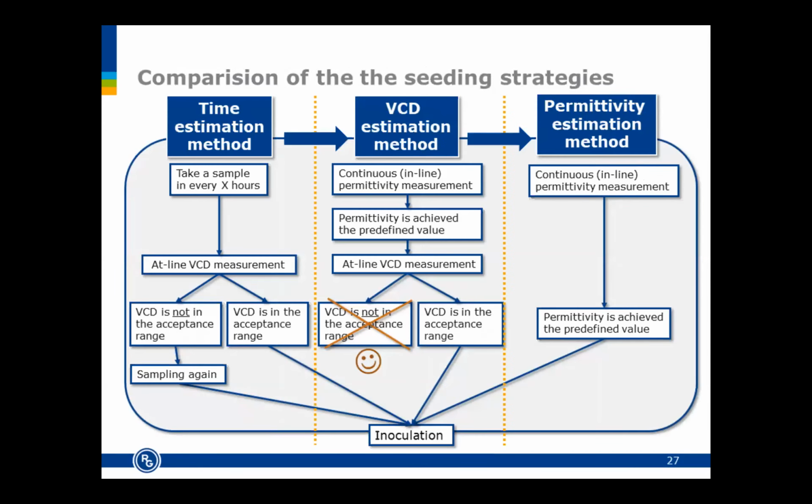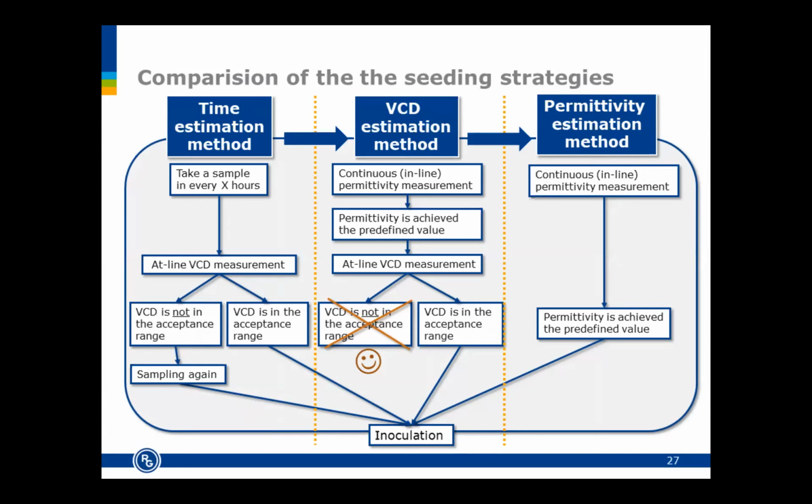I have created a decision tree in order to visualize the possible seeding strategies. It is obvious that the permittivity estimation method has the most advantages, while that process is less complicated than the others, if you have the correct predefined value.